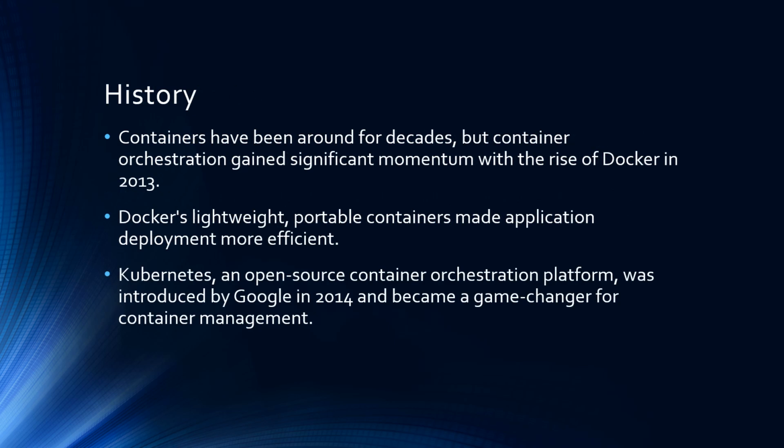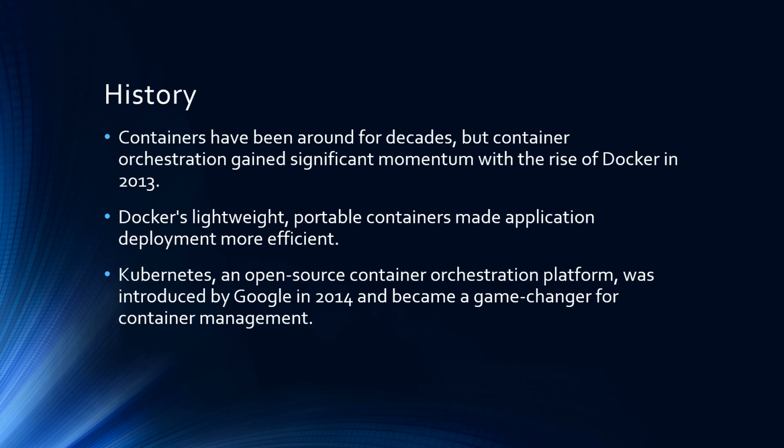The history of container orchestration is fascinating and closely tied to the evolution of modern DevOps practices. While containers themselves have been around for decades, with technologies like root jails dating back to the 1970s, container orchestration as we know it today gained significant momentum with the rise of Docker in 2013. Docker revolutionized the way we think about application deployment by making containers more accessible and easier to use. The ability to package an application with all its dependencies into a lightweight, portable container was groundbreaking.